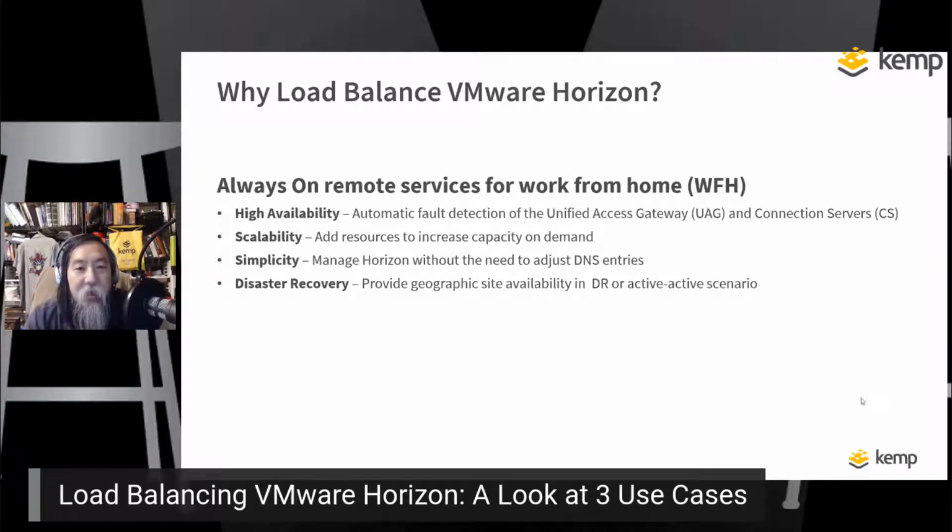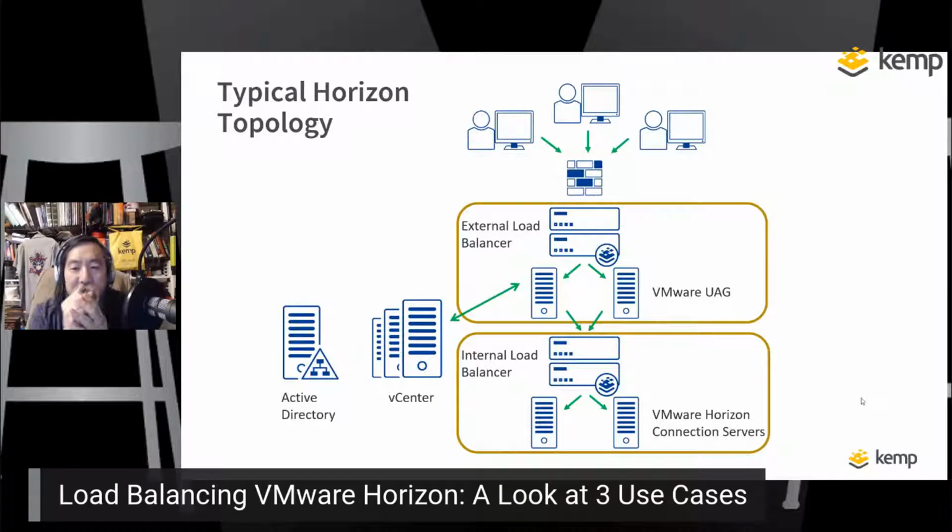So let's talk a little bit about what we mean here. So here we have a typical Horizon topology. This is what I will call my reference architecture. I have my Horizon clients on the top of the screen, and they're going through the internet. So I have a security device, whatever it is. And you see I have a pair of external load balancers in the middle in the top box. And those are in an HA, high availability pair. And they're then load balancing the VMware UAG, Unified Access Gateway.